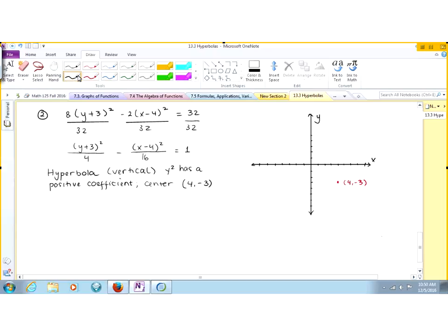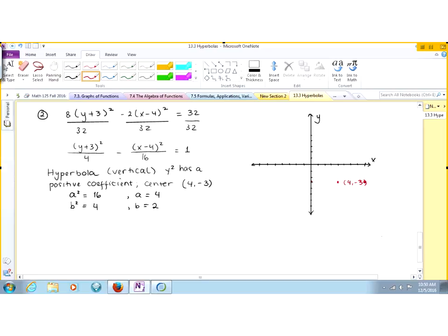So how many units do I go left and right? So what is A? A squared is 16, A is 4, so left and right we will go 4 units. B squared is 4, B is 2. So the number under the x is 4. So left and right is 4.